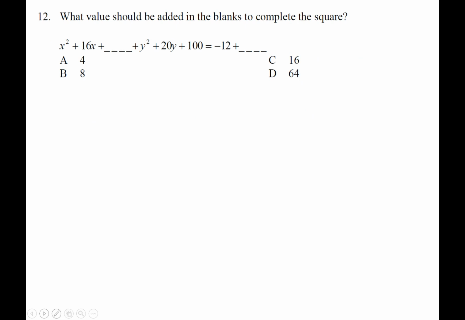Here we have to decide what goes in the blanks to complete the square. So remember, to complete the square, we take this and we divide it by 2, which would give me 8. I'm going to take the 8 and I'm going to square it, and that will give me 64 to both sides. So what will go in the blanks is 64.